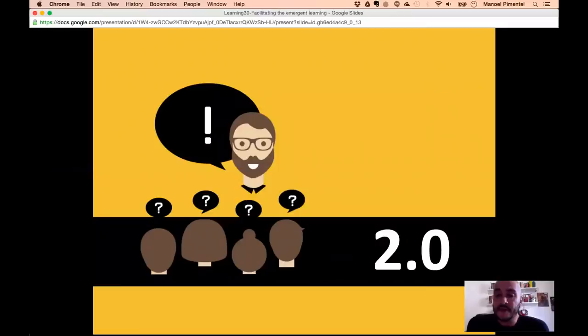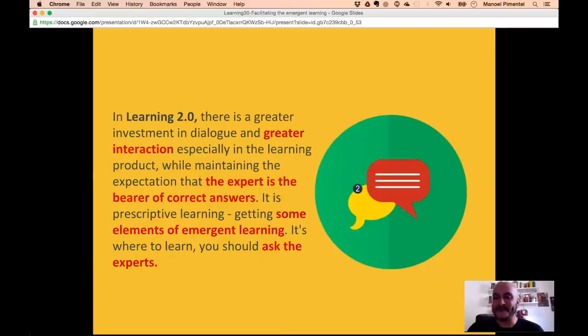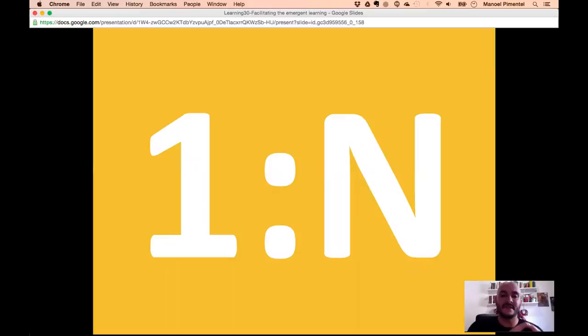But you also have a kind of transitional model. This model is called Learning 2.0. In Learning 2.0, basically, you have a better interaction between the specialist, the expert, for example, and the student, right? Then you can understand that you already have some element of emergent learning, okay? But the major part of Learning 2.0 is the same model as Learning 1.0.